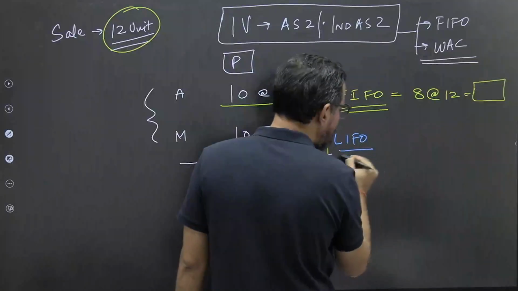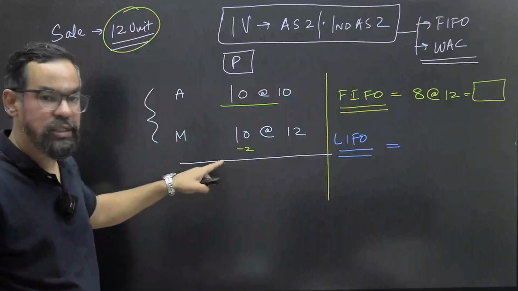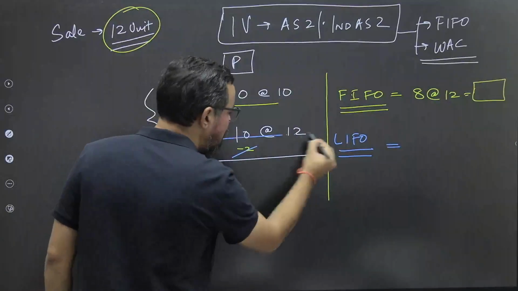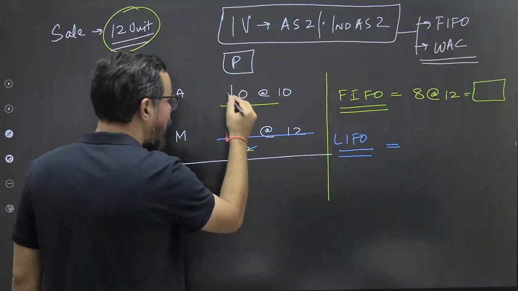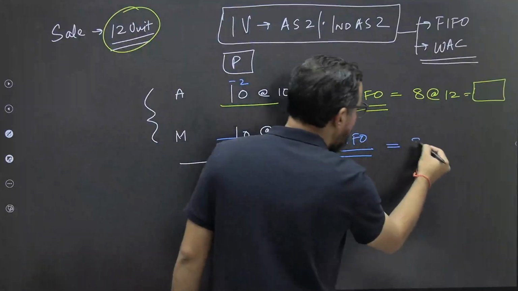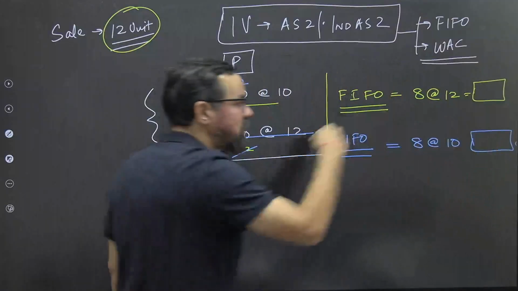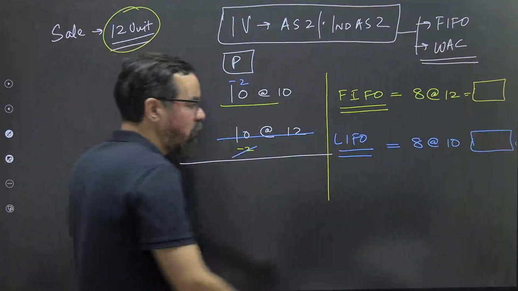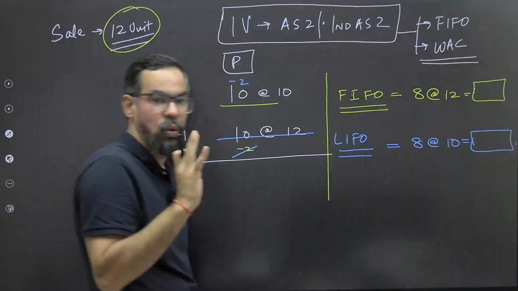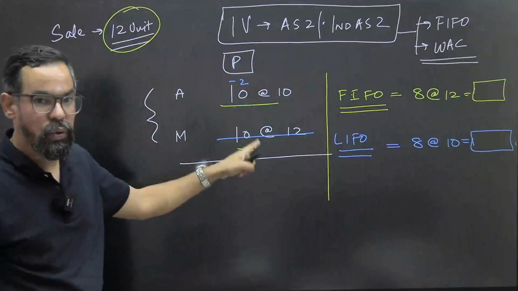LIFO method. If you solve this particular one with LIFO, we have purchased 20 units. Now you will not consider this. You will consider we have sold these 10 units minus 2 units from here. So 8 units at the rate of 10. So the price will definitely be less than this if you compare with this. So here your price will be high, here your price will be low. So inflation adjustment will generally get benefited through the FIFO things.